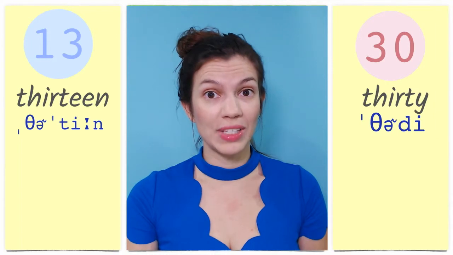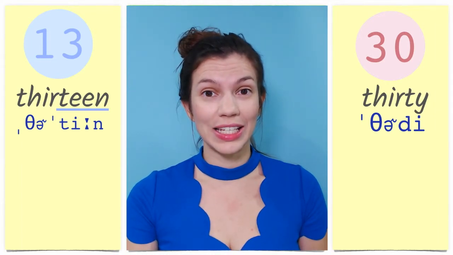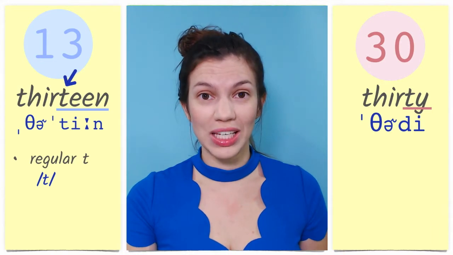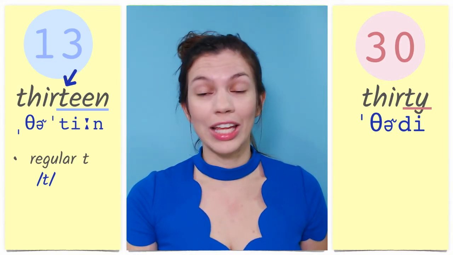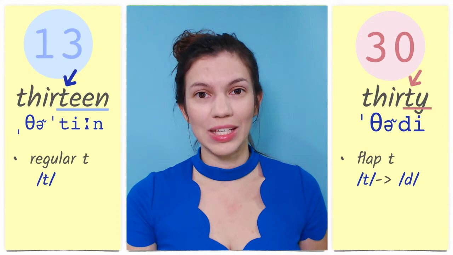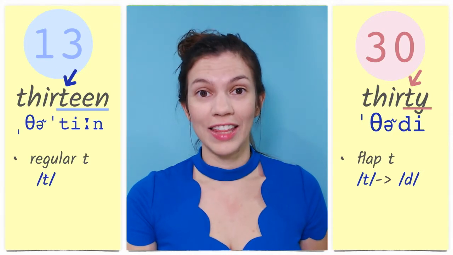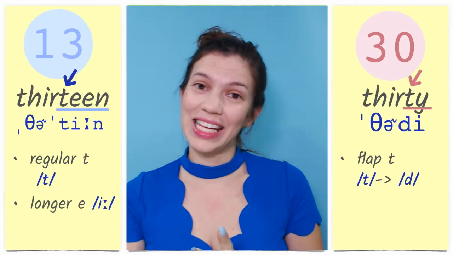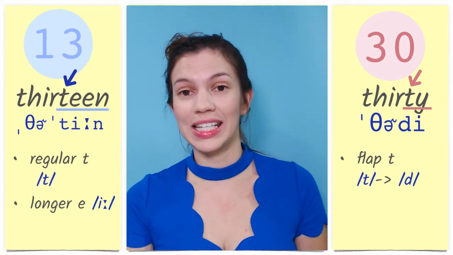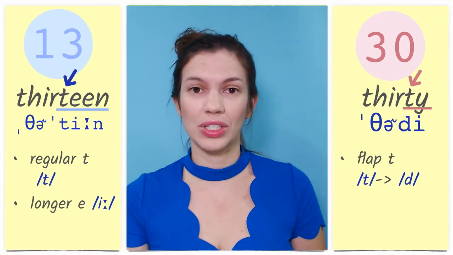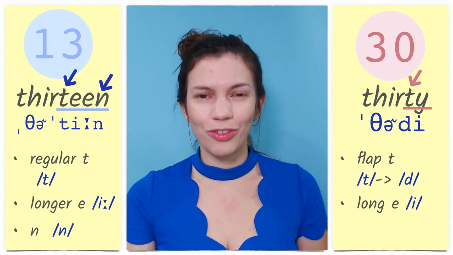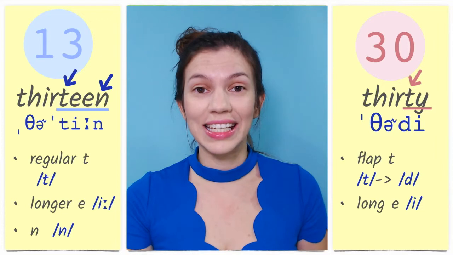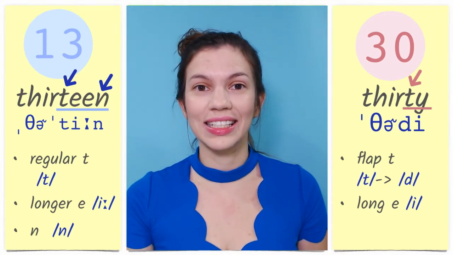The difference comes at the ending, teen versus D. 13 has a regular T, while the T in 30 has the flap T, which sounds like a fast D. They both have a long E sound, but the one in teen is a little bit longer than the one in D, 13 versus 30. And of course, you need to hear the N at the end of 13.